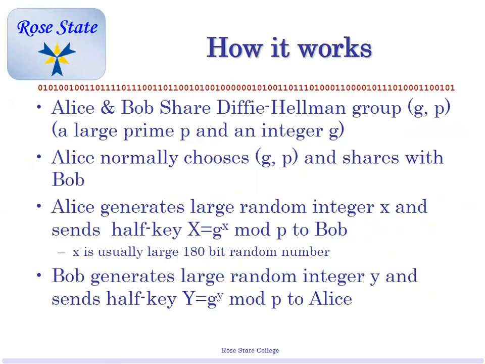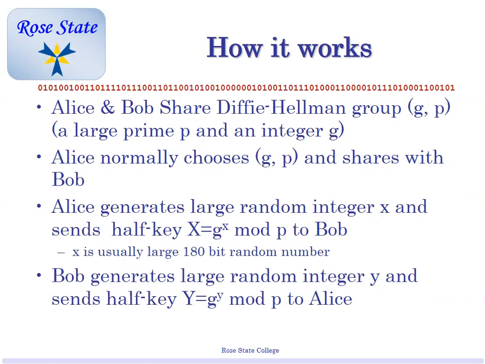So Alice and Bob, those are always our people here. Alice and Bob, they share a Diffie-Hellman group, which would be G and P in this example. A large prime number P and an integer G. That's what they're sharing. Alice would normally choose the G and P and shares it with Bob. Okay. So she chooses it, shares it with Bob.